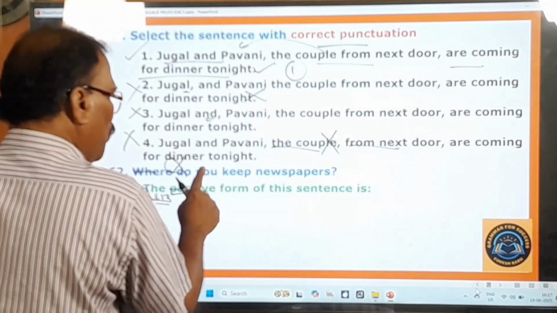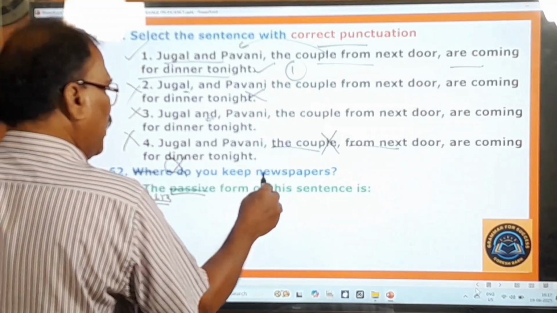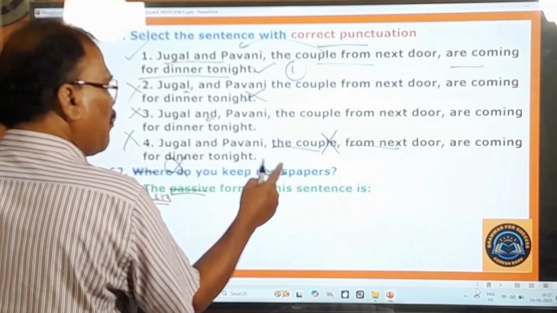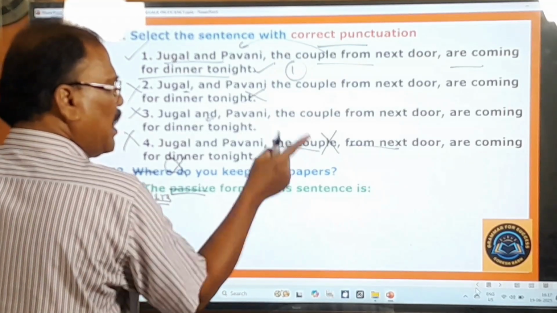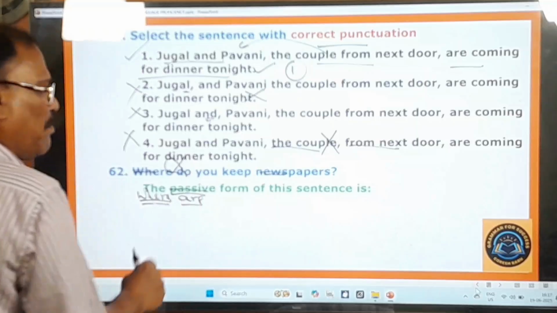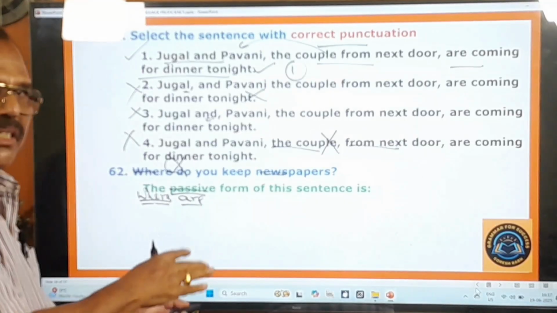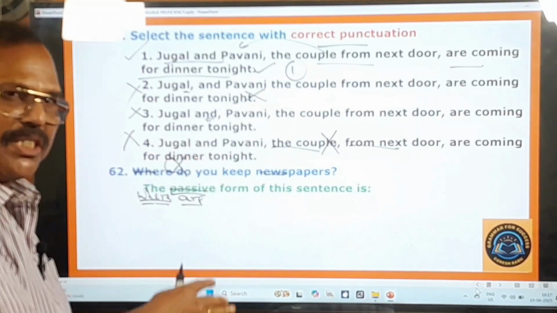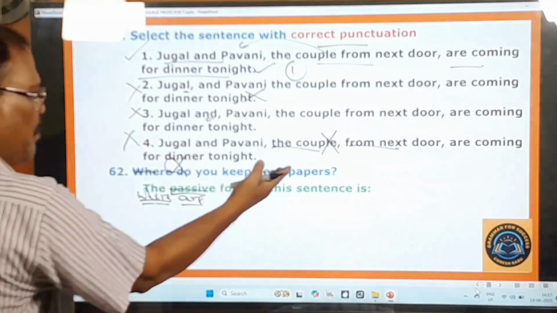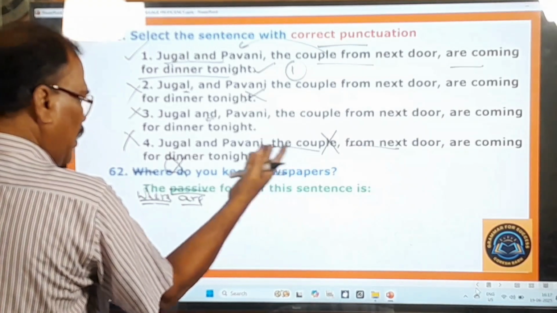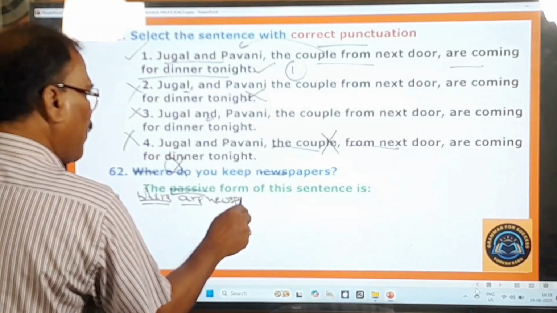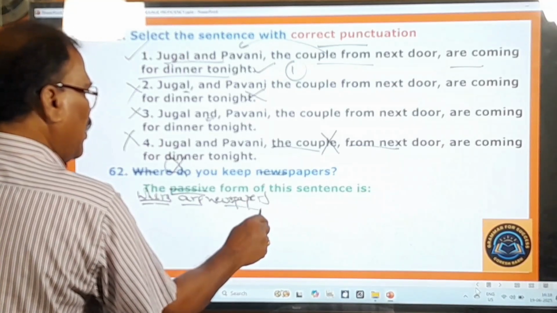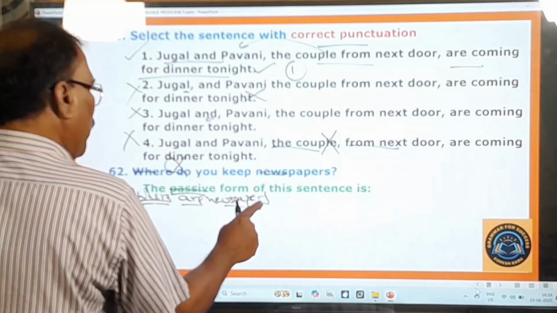Okay, now you keep newspapers. What is the object here? This is the object. What is the number of this object? Singular number or plural number? It is the plural number. What do you use in the simple present? If the object is singular, is is used. If the object is plural, are is used. So this newspapers is a plural object. Therefore, you use this are, then you use this newspapers. Okay, newspapers, right? And where are newspapers?